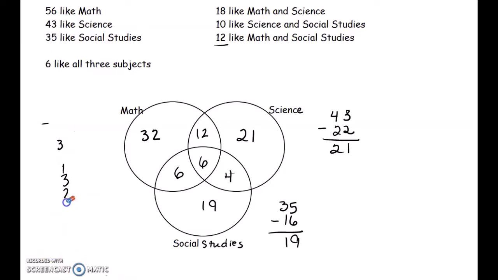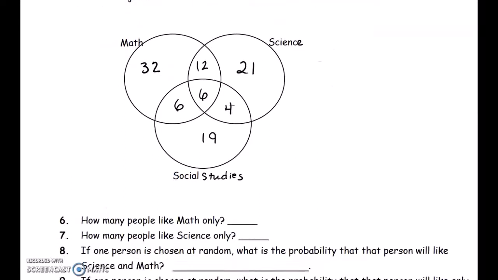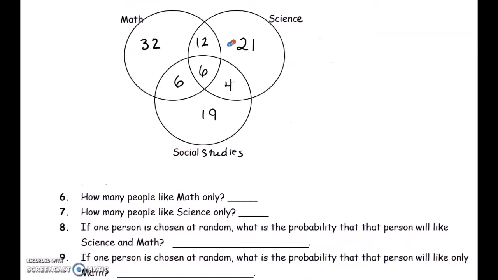So I'm just going to clean up my data a little bit. And now let's pursue answering any questions we might have. How many people like math only? Well, that was 32. How many people like science only? 21. If a person is chosen at random, what's the probability that the person will like science and math?